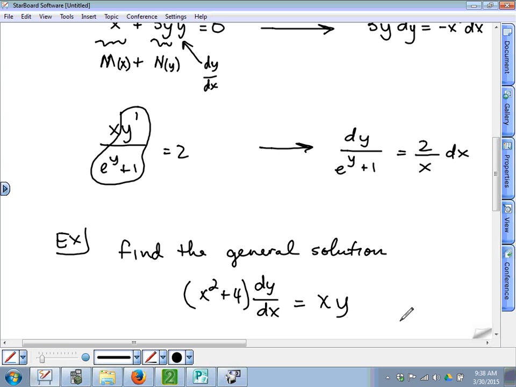So all the y's and dy's need to be on one side. All the x's and dx's need to be on the other side.